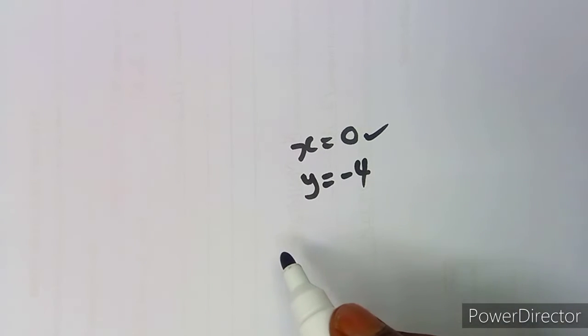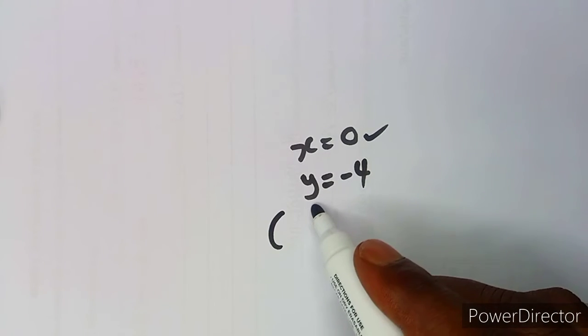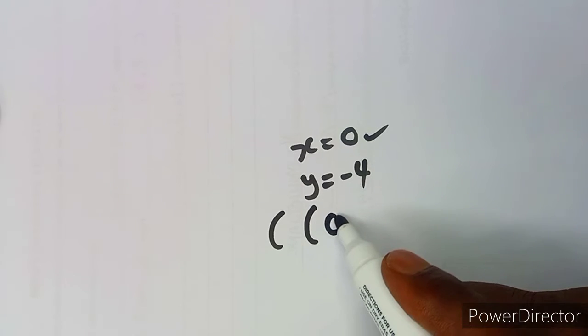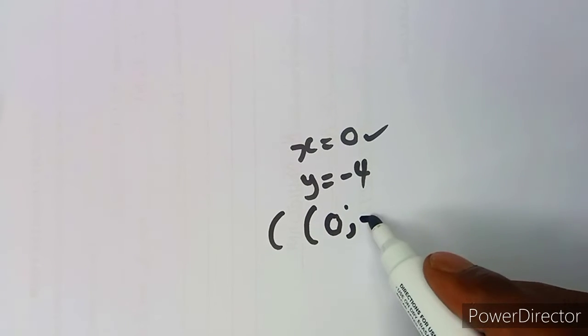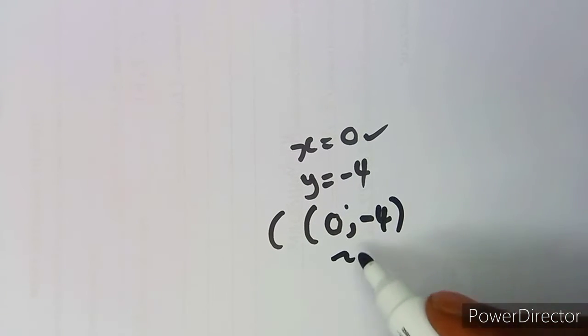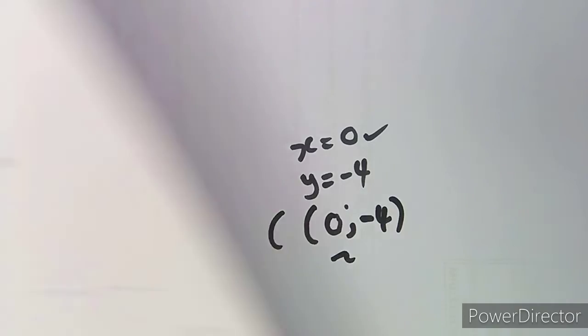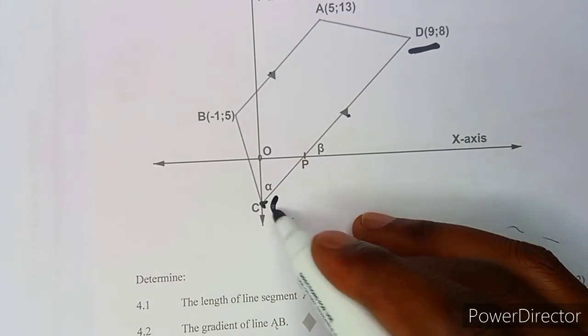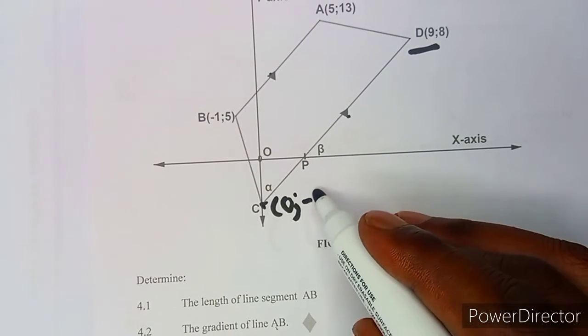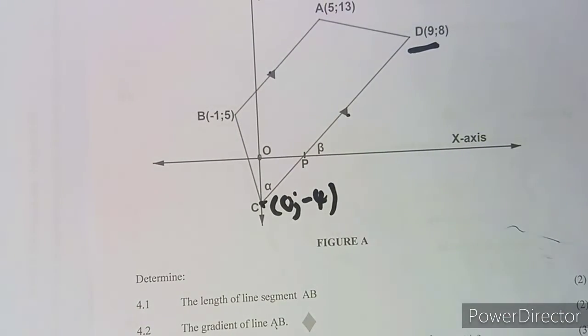So this is a point that we are calculating, which is C. Remember, a point is given in terms of x and y. So x is 0, y is minus 4. So that's the point C, which is (0, -4). In actual sense, this point C is (0, -4). That is what we have.